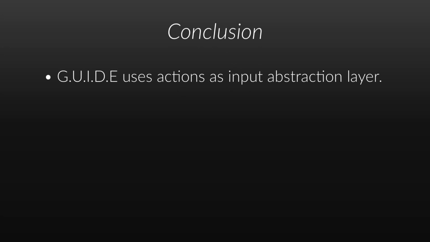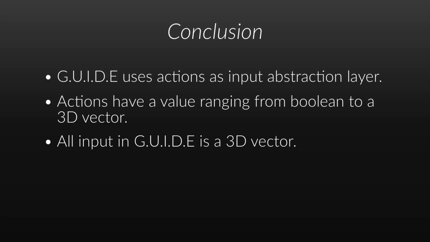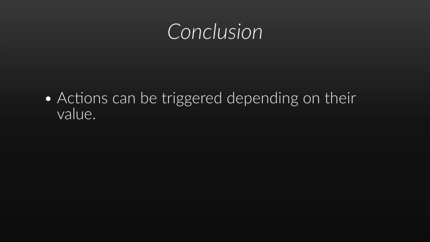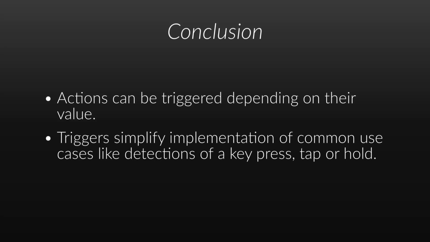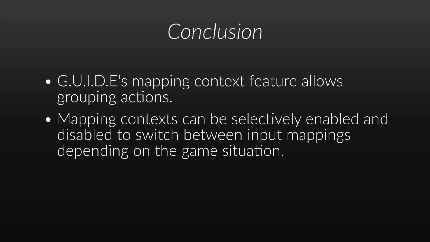Nice. In this video, we had a look at G.U.I.D.E, a new library that helps us to simplify the handling of input. We learned that G.U.I.D.E uses actions as an abstraction layer between the input and our game code. We learned that actions have a value, which can be a Boolean, a single float, a 2D, or even a 3D vector. We learned that G.U.I.D.E represents all input as a 3D vector and that we can use modifiers to bring the input into exactly the form that we need in our game code. We also learned that actions can be triggered when their input changes, and we learned how to use triggers like the press trigger to only run game code once when a key is pressed down. We learned that G.U.I.D.E uses mapping contexts to group actions and that we can enable and disable these mapping contexts to switch between different input setups.